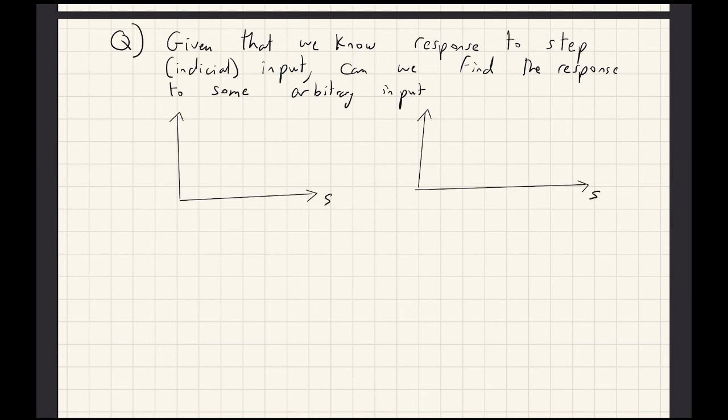For example, we will just use an angle of attack input. Given that we know the change due to a step input in angle of attack, we know from this input we can get the lift. Can we get the lift from any arbitrary input?